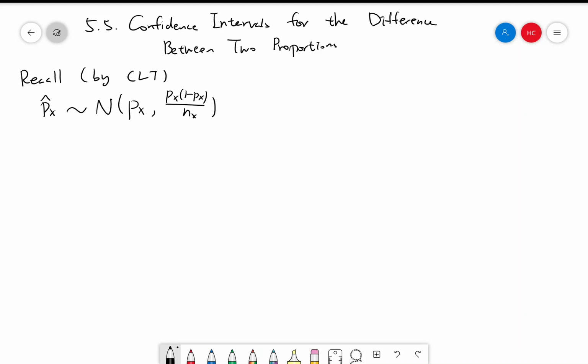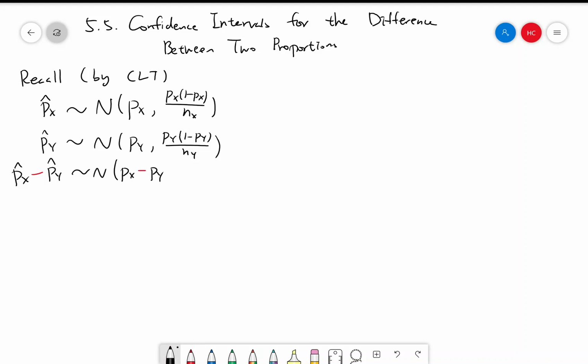Now, if we have a different experiment Y, we can draw the same conclusion. So Py hat also has a normal distribution. Now, if you want to investigate the difference between these two success rates, we want to be a little careful here, because when we take the difference of two normal distributions, the new mean is going to be the difference between the two original means. However, the new variance is actually a sum of the two original variances. So you want to be a little careful here.